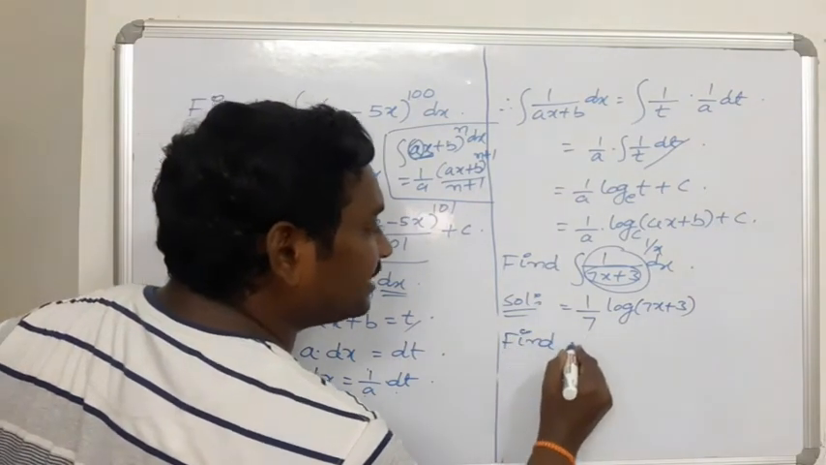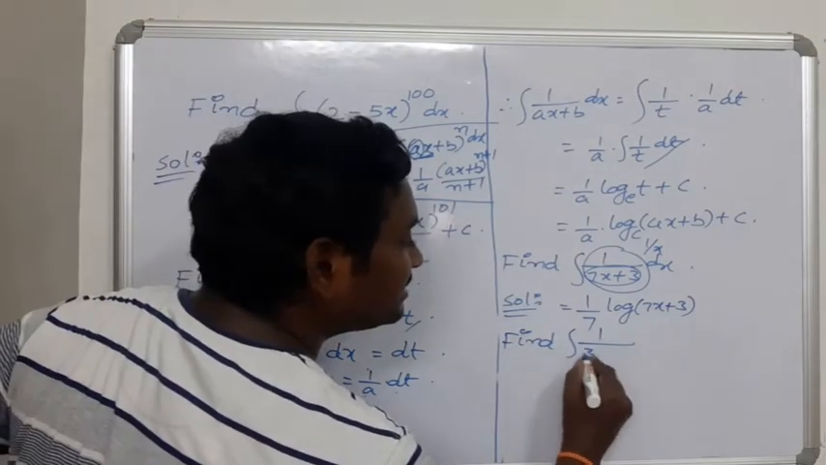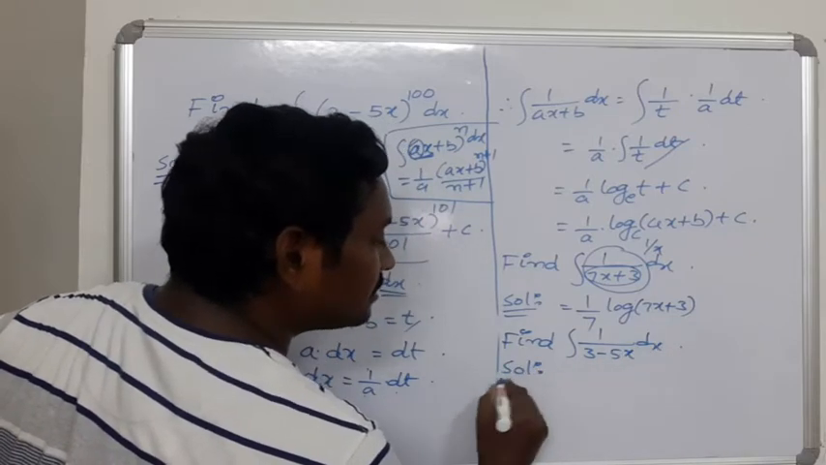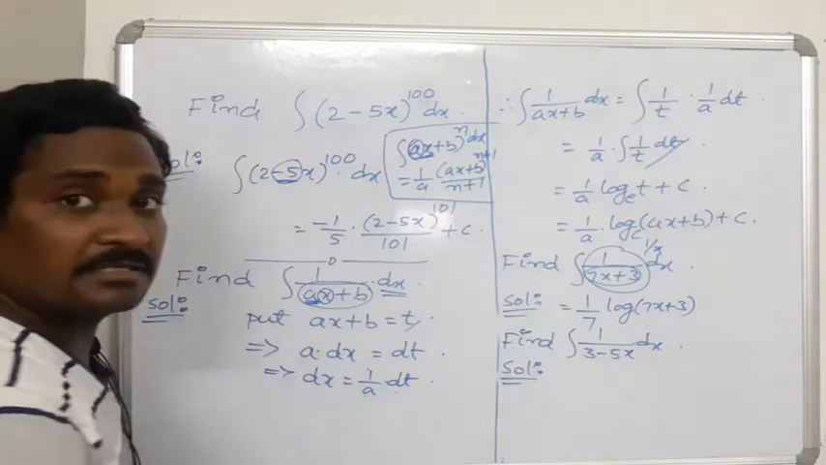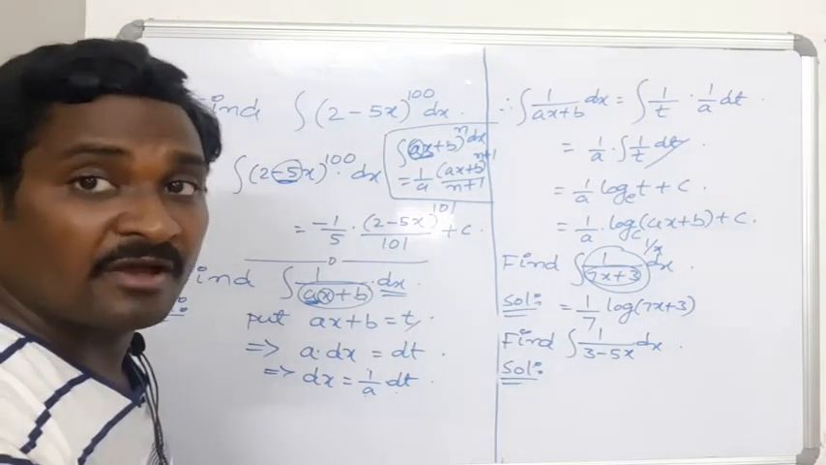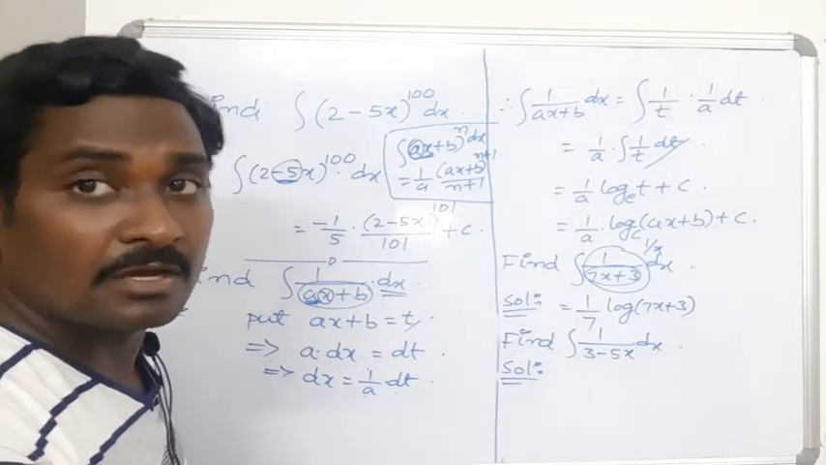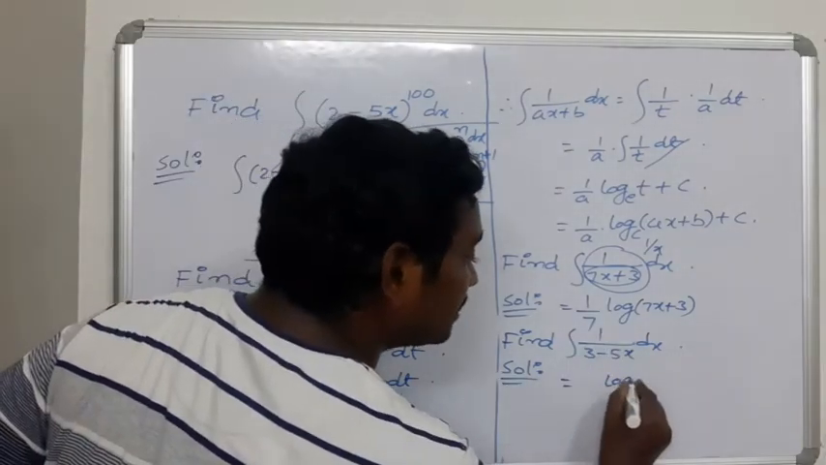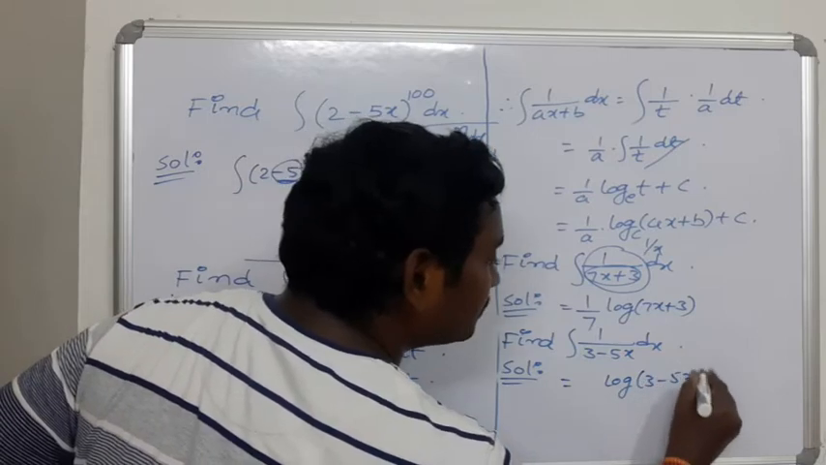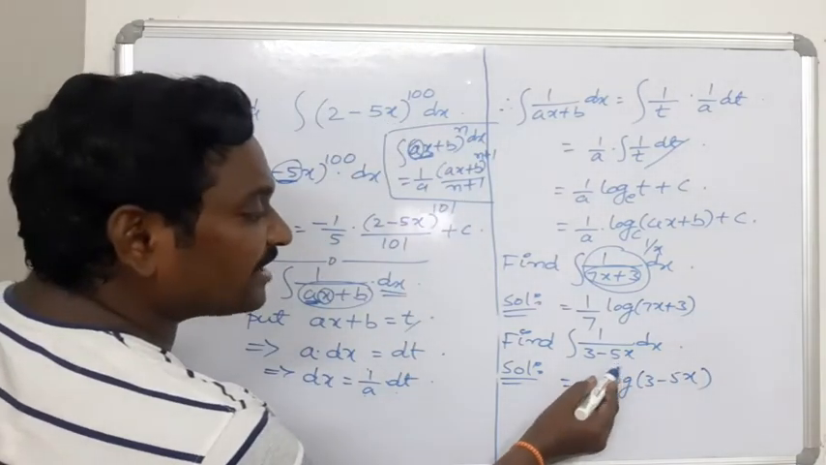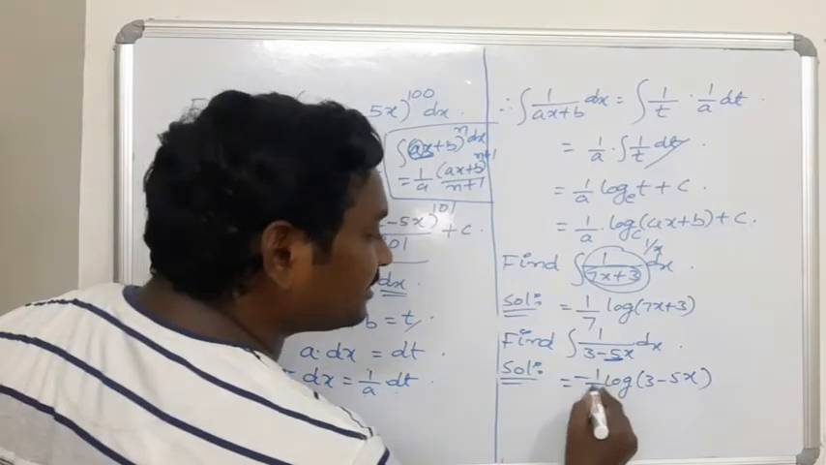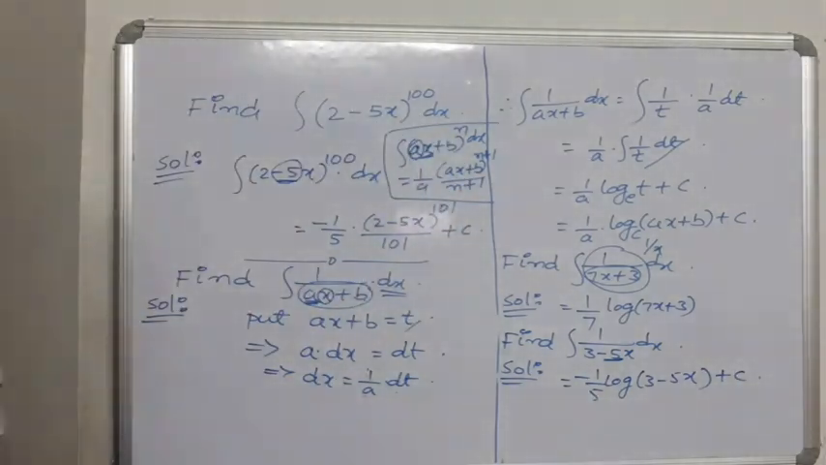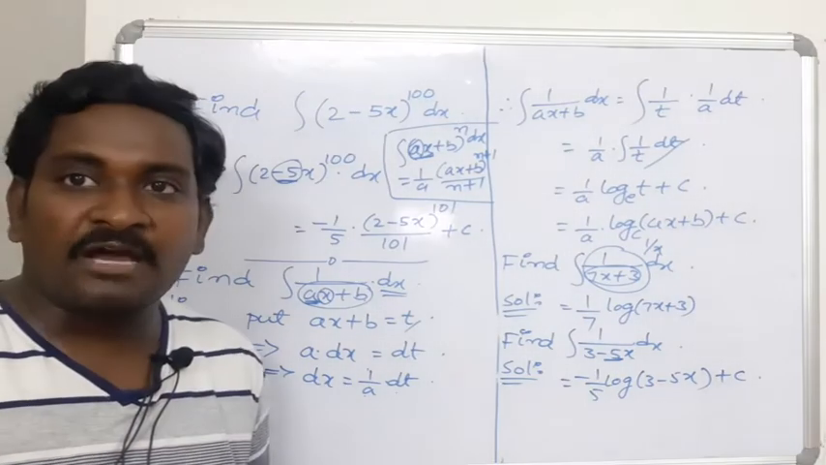One more problem. Suppose we have to find the integration of 1 by 3 minus 5x dx. Here also we are observing that the given function is in the form of 1 by x. The integration of 1 by x is log x. In the similar way, you can write the integration of 1 by 3 minus 5x as log of 3 minus 5x. But the coefficient of x is minus 5. That's why you can write minus 1 by 5 here, plus c. I will give another formula now.